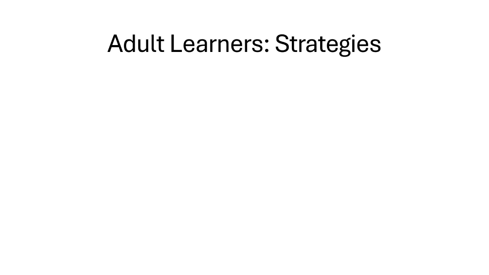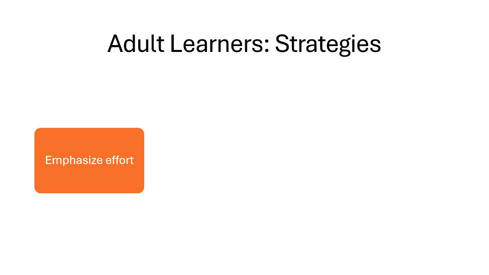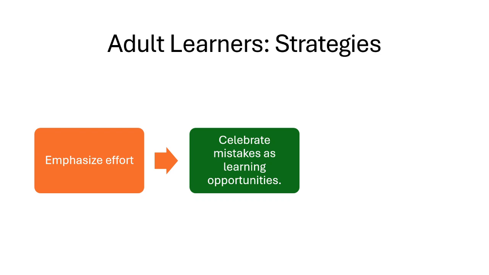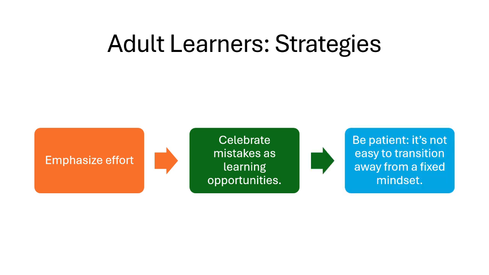So, what are some strategies that we can use if you're working with somebody that has a little bit more on the fixed mindset side? So, first thing is emphasize the effort that they've already put forth. And then celebrate their mistakes as learning opportunities. So, anytime that they make a mistake, this is just a time that we can learn from it and move forward. And finally, you just got to be patient because it's not easy to transition away from having a fixed mindset.